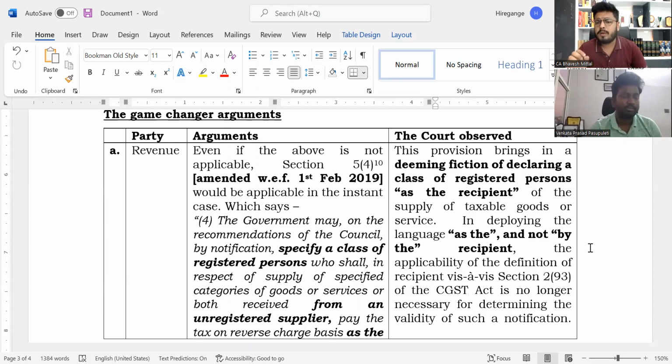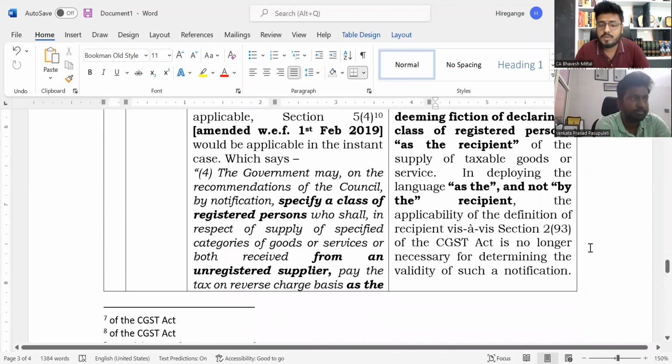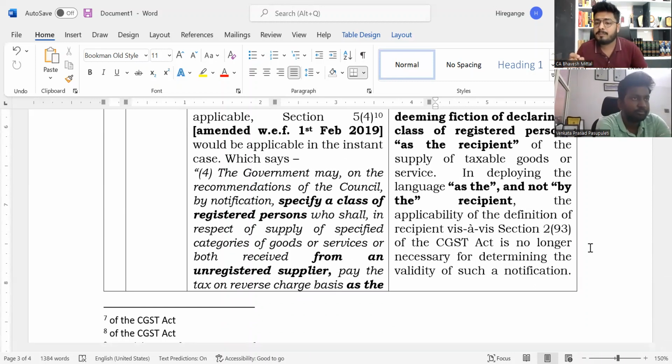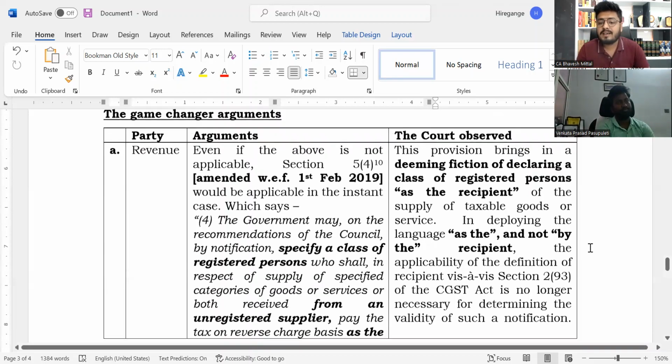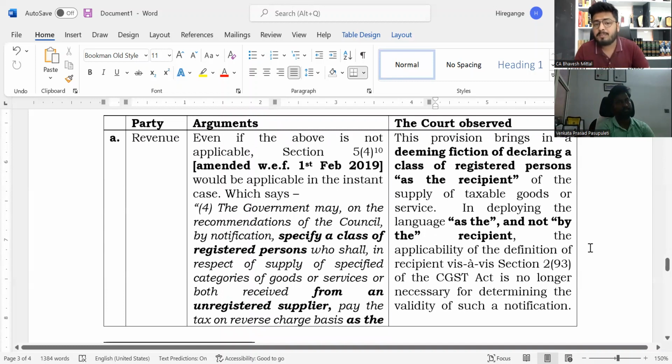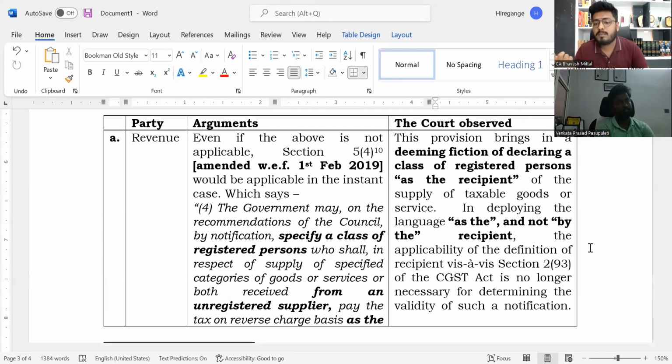The game changer argument from the revenue side was that section 5(3) may not be applicable, assuming but not admitting, but section 5(4), which was introduced with effect from 1st February 2019, is certainly applicable. And when you read this, the government may, on the recommendation of the Council, specify a class of registered persons who avail services from an unregistered supplier. They can declare it under reverse charge. So in principle they argued that our notification reference was wrong, but the law-making power was always there with them. So to this, the court observed that.